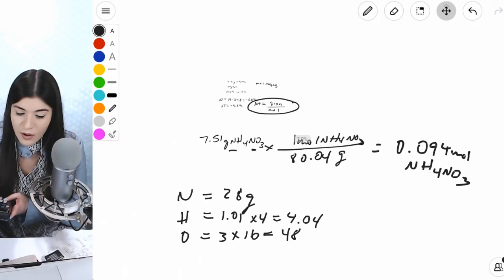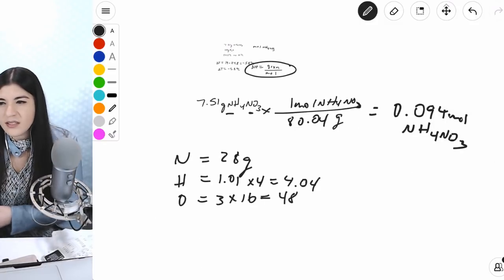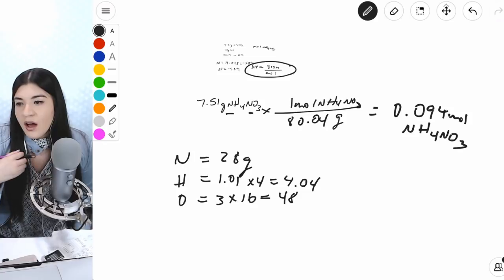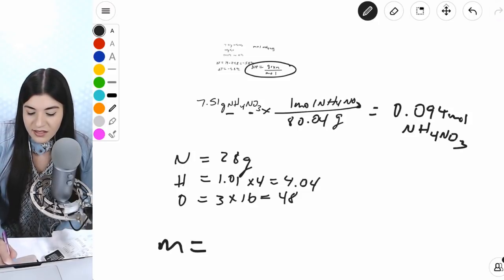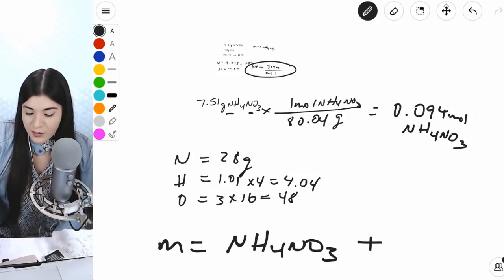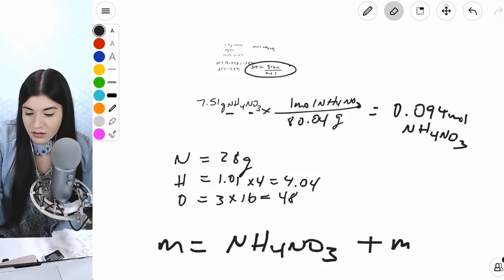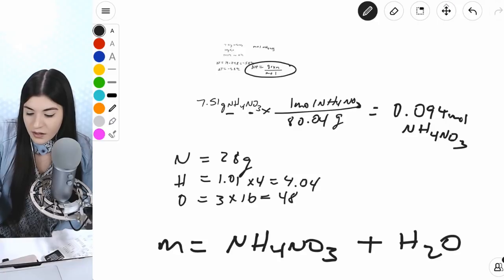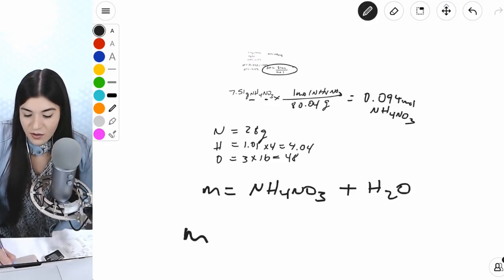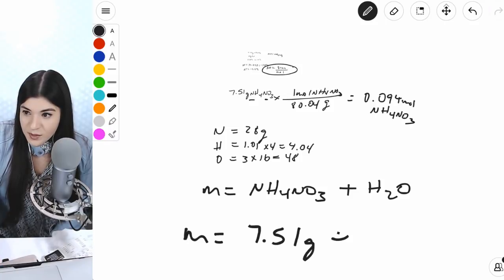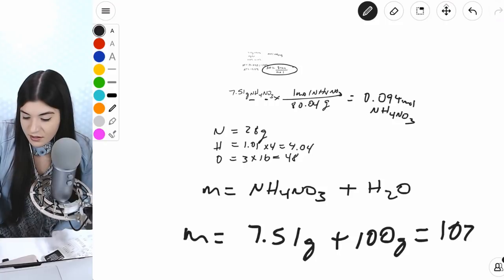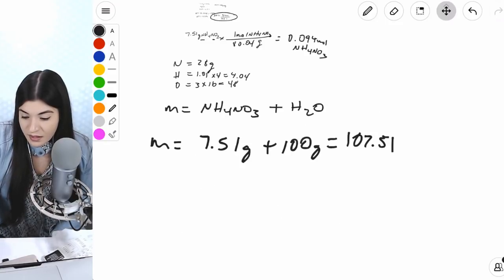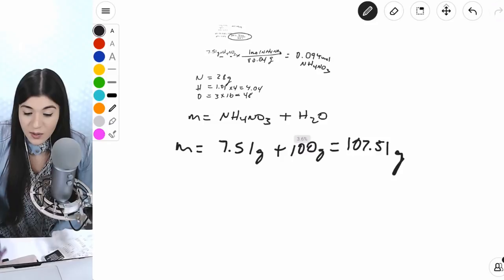Now, what we're going to do next is, because they're telling us that the material dissolves in the water, that essentially tells us that our mass is going to be whatever that sample was, the amount of grams, plus our mass of our water. So I'm going to add those two together. So 7.51 grams plus the 100 grams gives us 107.51 grams. And then from here, I'm going to plug this in.